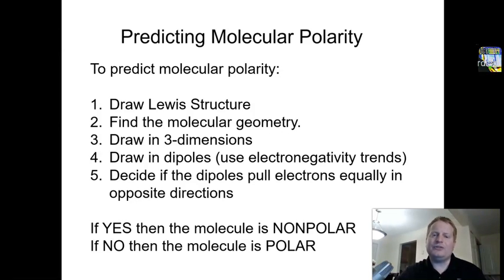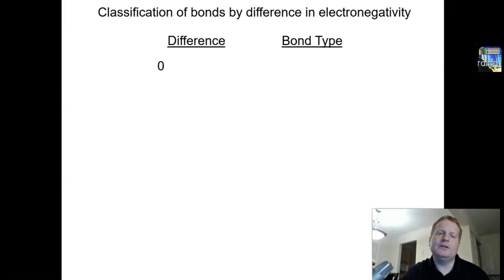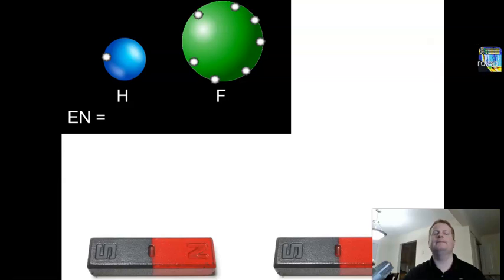Draw in 3 dimensions, or at least have a 3-dimensional understanding of what you're looking at. Decide if the dipoles pull electrons equally in opposite directions. We're going to go more into that if you don't remember what a dipole is. Here's our electronegativity values, just as a reminder. Electronegativity is how much an atom attracts electrons in a bond. We're going to skip over this for now. I'm going to jump right into it. So you may recall in the last unit we looked at a polar covalent bond.